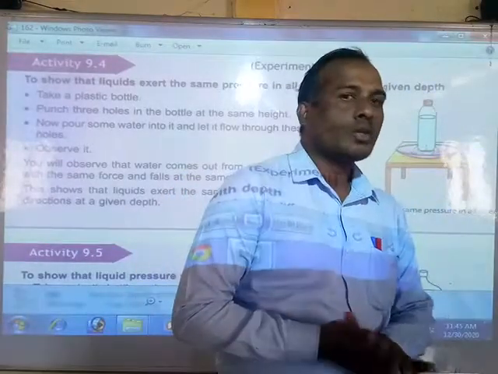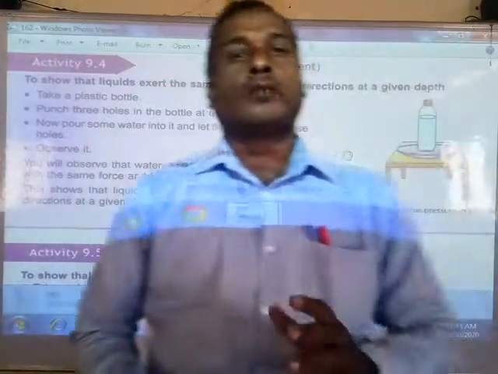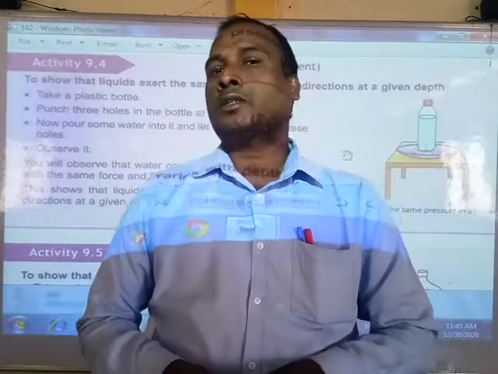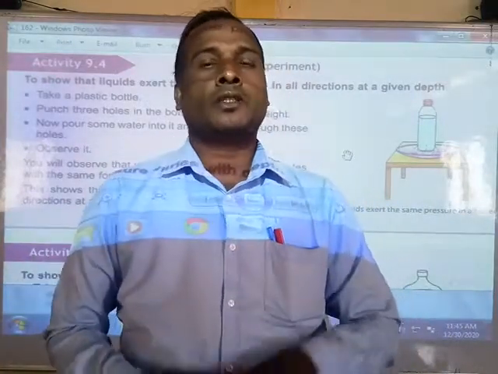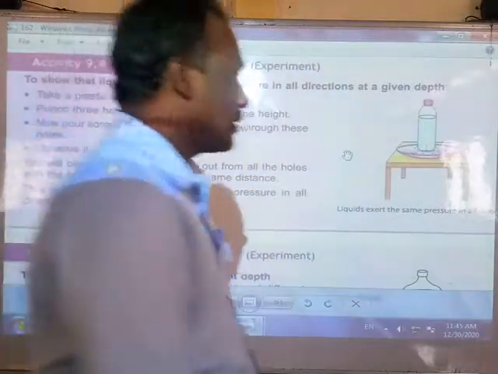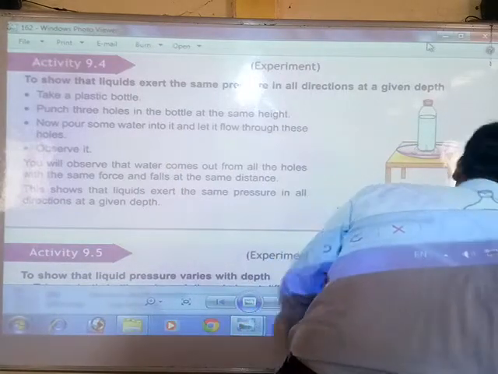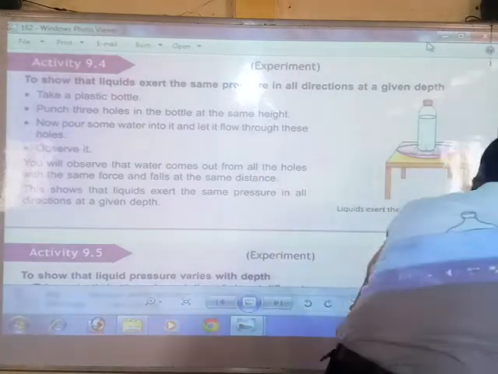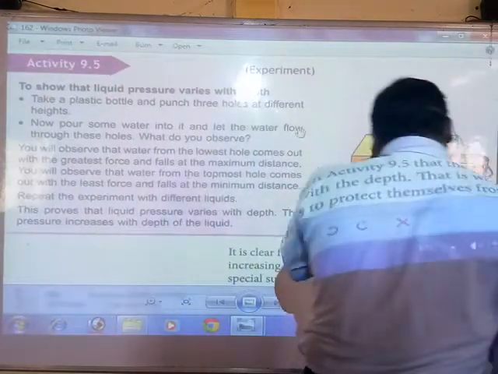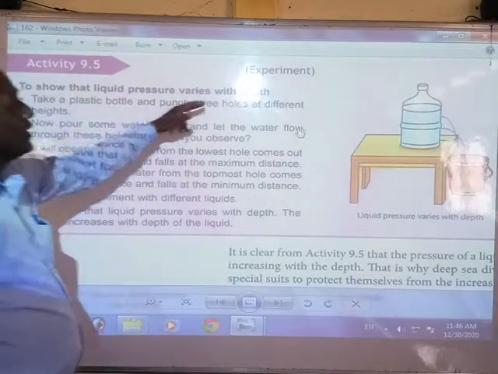So okay friends, now we are seeing that according to the height of the water, the pressure varies. If the height or depth is more, then the pressure is high. Now friends, you can see how the pressure changes with the depth of the water. Now observe, friends, experiment activity 9.5, to show that liquid pressure varies with depth.